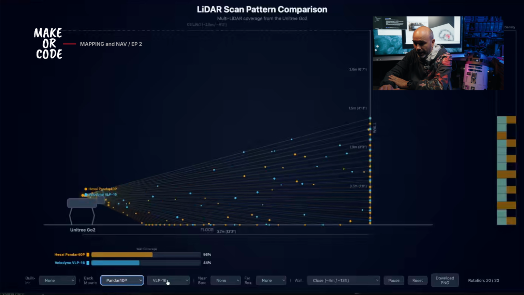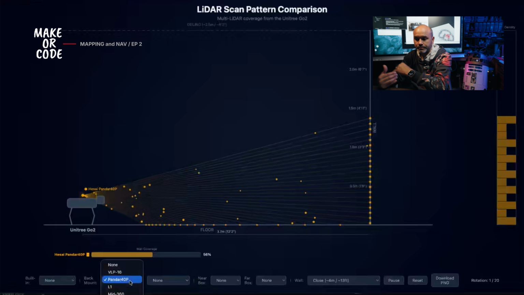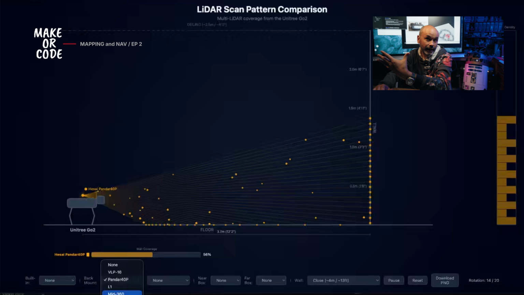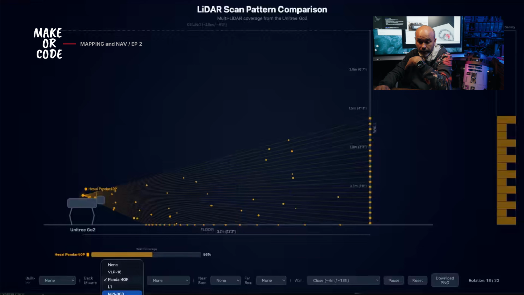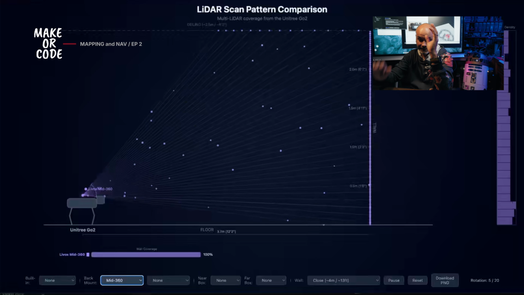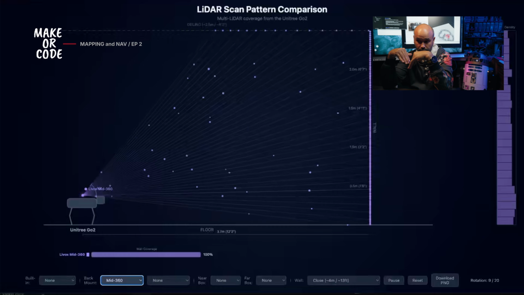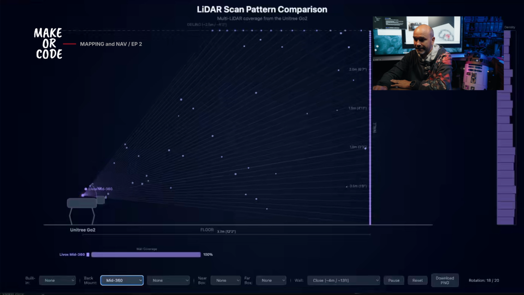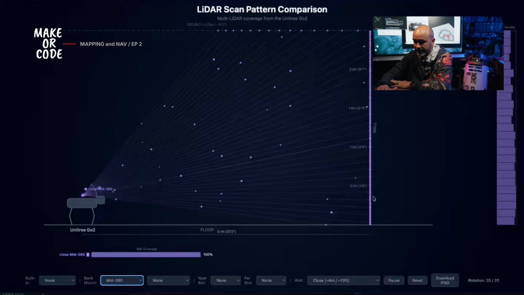And then the one that everyone seems to be using right now is the Mid-360. I can't afford that one right now, so I can't afford to test this, but the Mid-360 sees a lot. It doesn't see a lot directly below, so it's not great for obstacle avoidance, but the density on that wall is intense.